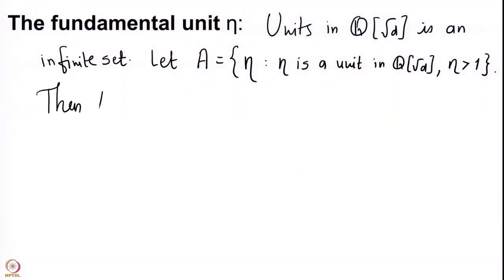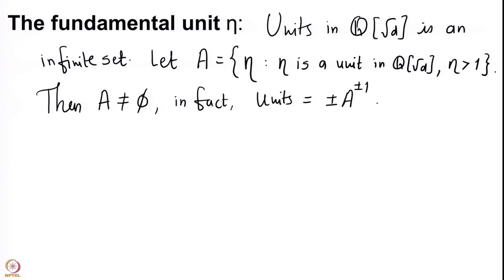In fact, the whole set of units is expressed by elements in A by taking the plus or minus 1 power of elements in A and putting a plus minus sign outside. So, A is non-empty, and in fact, the units is equal to plus minus A to the power plus minus 1. This is a way to denote that any unit has to be plus or minus eta or eta inverse, where eta is in A. This is what we mean.